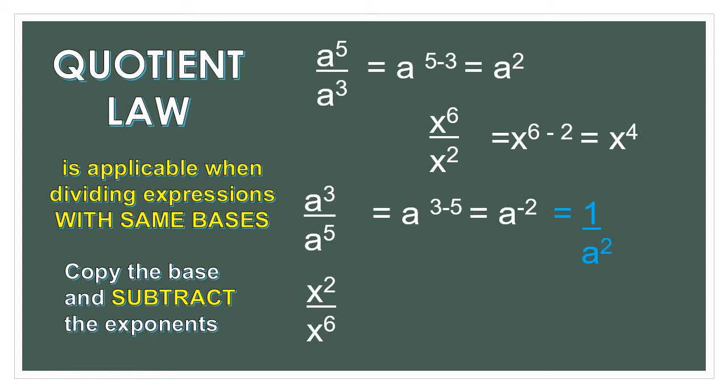Okay? Next is x squared divided by x to the sixth power. We're going to copy the base and subtract the exponents. So we have x raised to 2 minus 6. It will give us x raised to negative 4. And to make it positive, our answer is 1 over x to the fourth power.